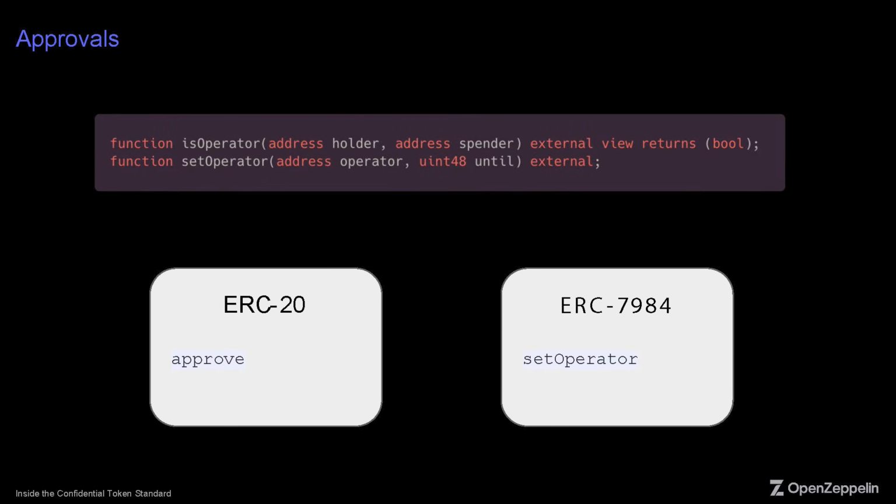So back to what I was saying about approvals. The two functions that we define in the interface are: is someone an operator, where you give a holder and a spender and get a Boolean, right? So no encryption here. And you can set an operator. Again, no encryption, no privacy around it. So why did we do that? Let's first look at what other ERCs do.